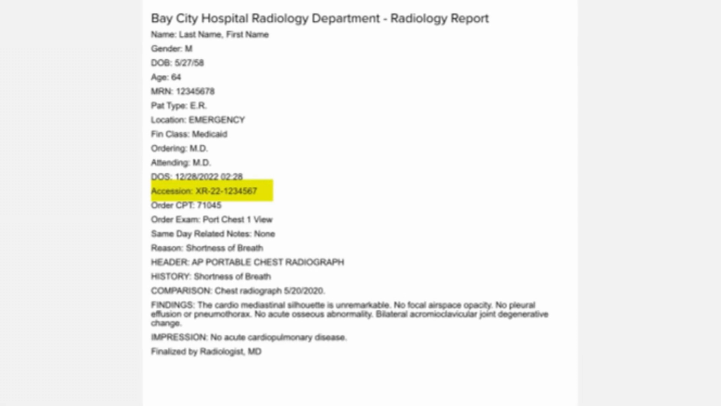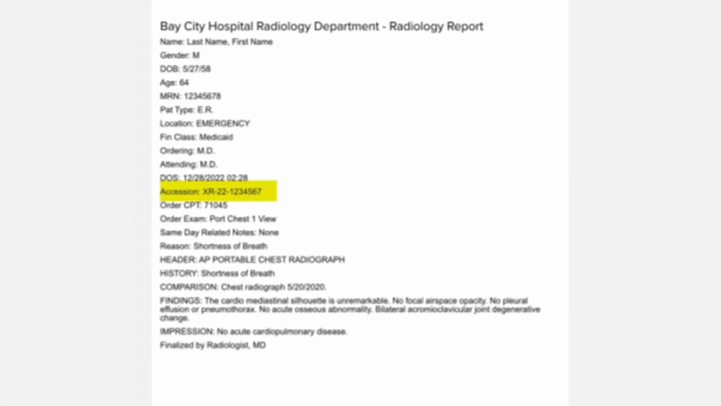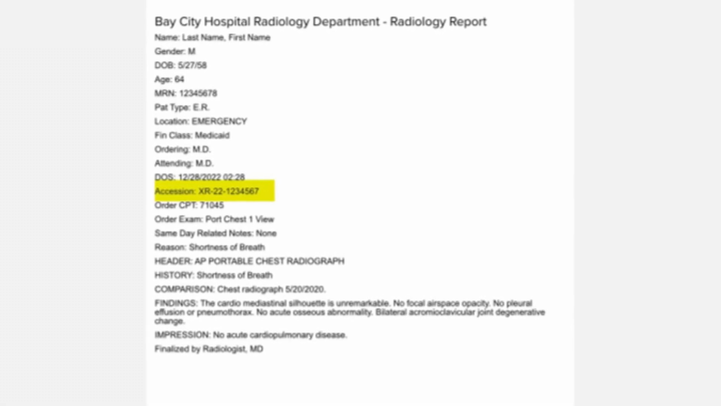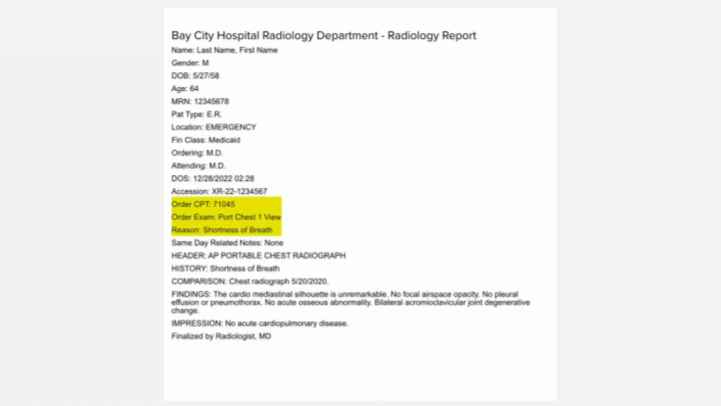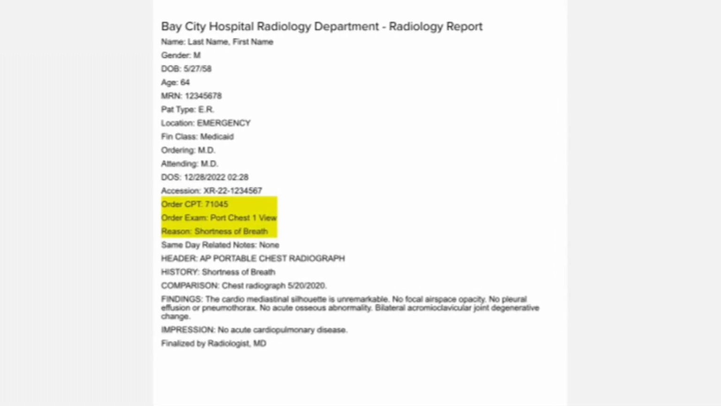PACS eliminates the need to manually file, store, retrieve, and send sensitive information, films, and reports. Each exam has its unique accession number. Order CPT 71045, Order exam, port chest 1 view.